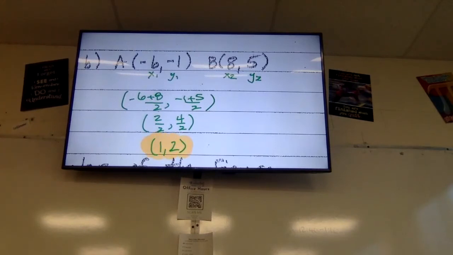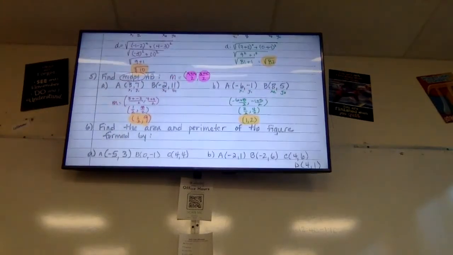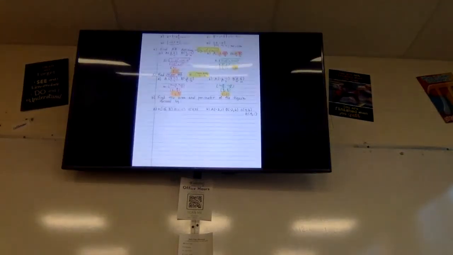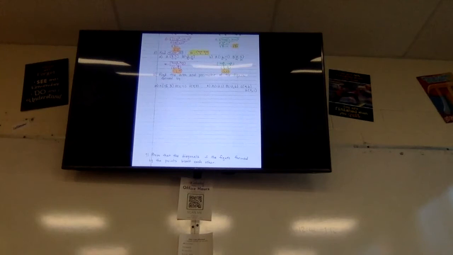Perfect. All right, how are we feeling so far? Pretty good? Okay. We're going to use these skills, mostly the distance formula right now, and we are going to do area and perimeter of a couple shapes. We're actually going to do letter B first because I think it's the easier one, so I think it's going to be helpful to see that one when it's easier first.